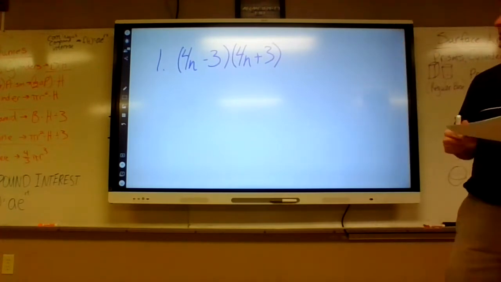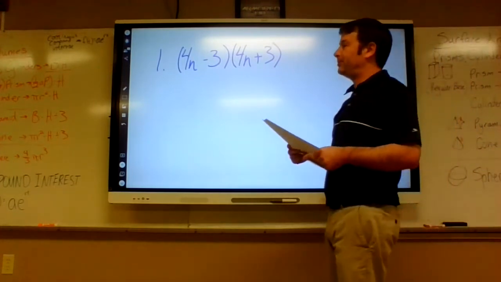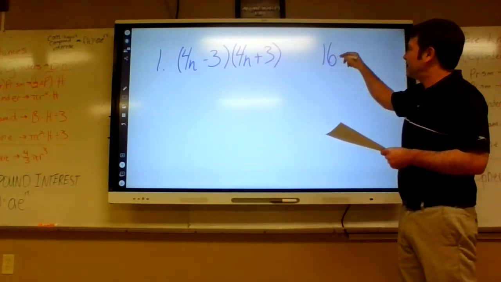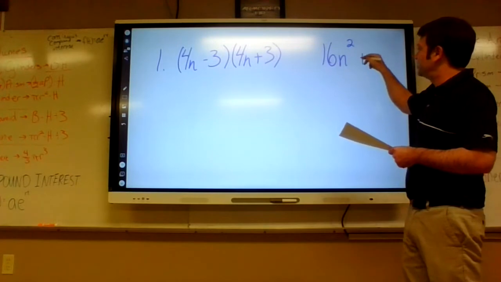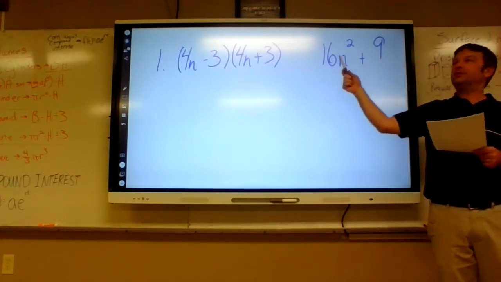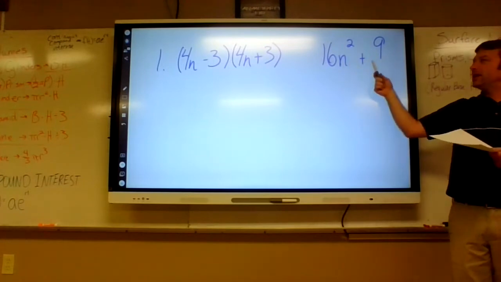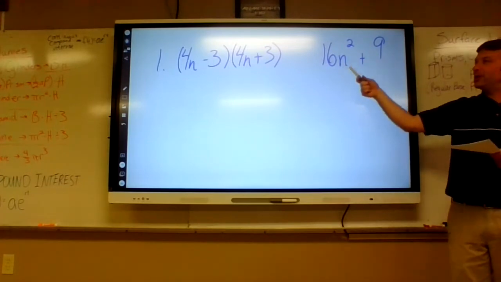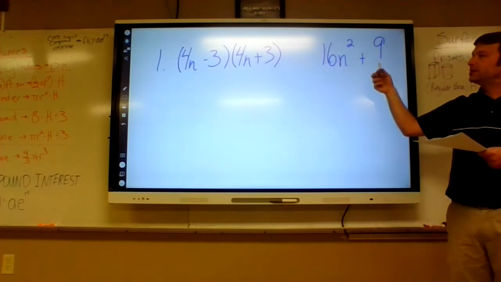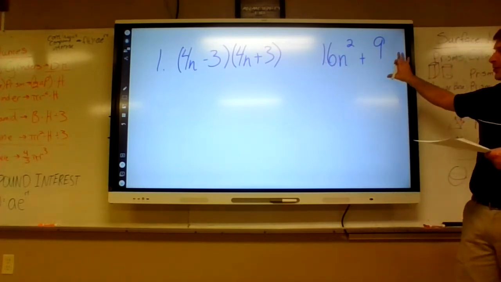It is possible that there would have been primes today, but none of these are going to be primes. I could make number one prime by writing it like that. What did I change on this? Plus 9. Instead of a square minus a square, it's a square plus a square. This doesn't actually factor at all. So it's got to be a minus in the middle or else it doesn't work.